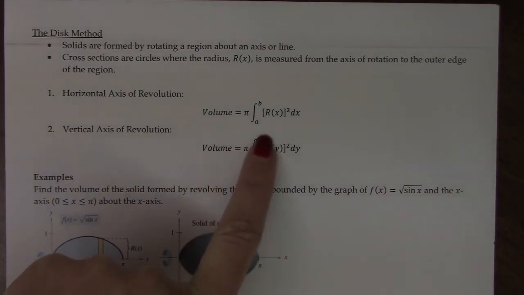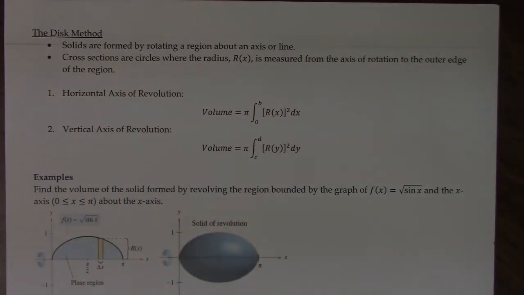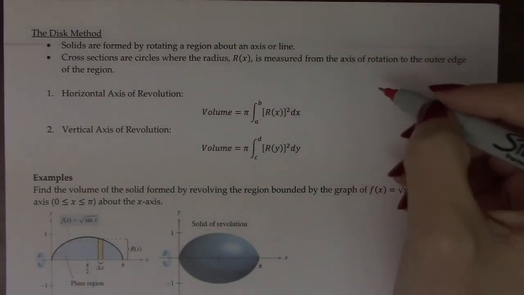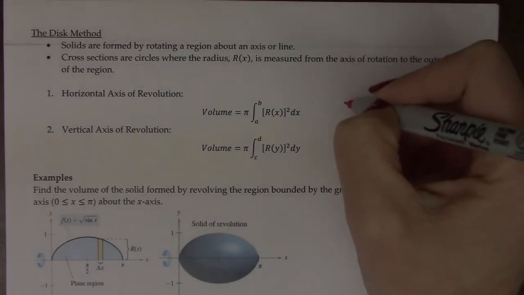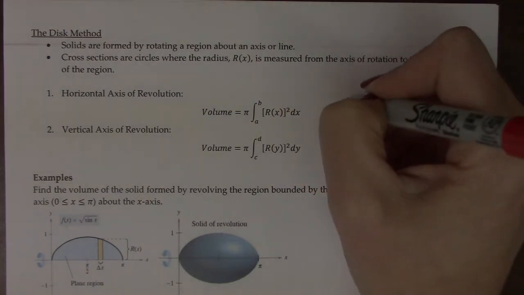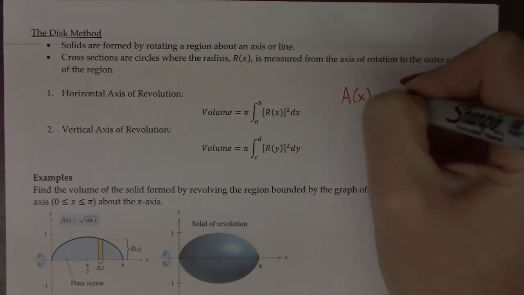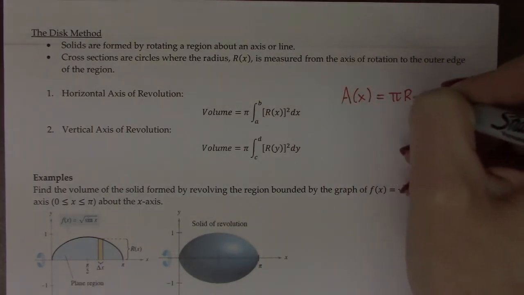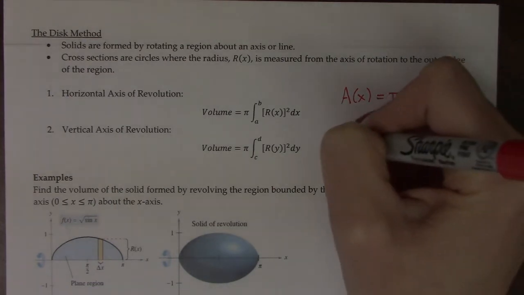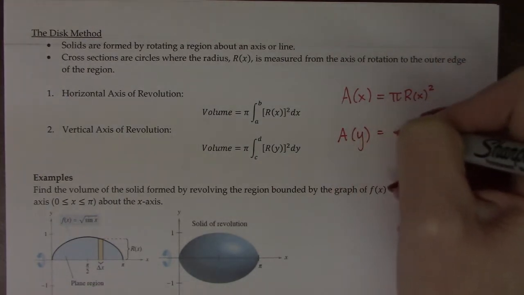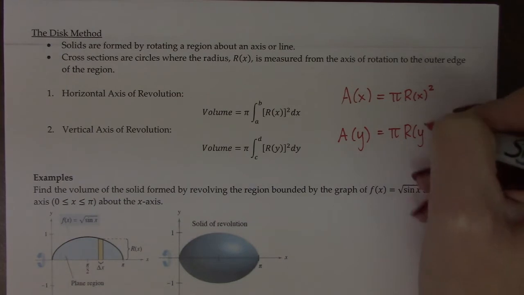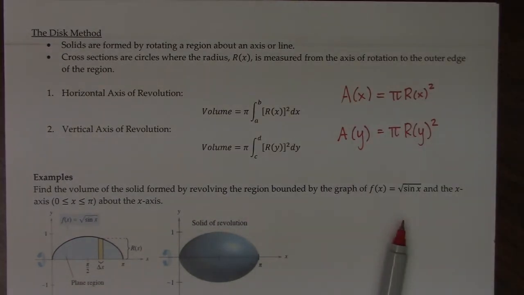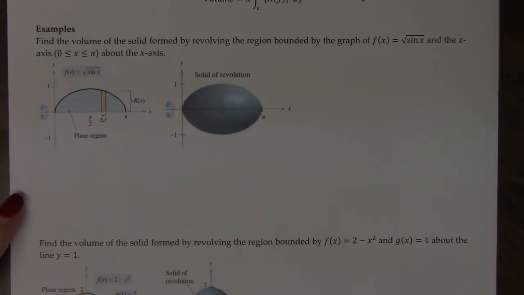And so if you look at here, we're still simply integrating the area across the region to get volume, but in this case, a of x is actually pi r of x squared, and if we have to write this as a function of y, it's pi r of y squared. So this is the same concept we did before, except we know all the cross sections are going to be circles. So that's why we have this nice easy formula to use. So let's look at an example of how to apply this.